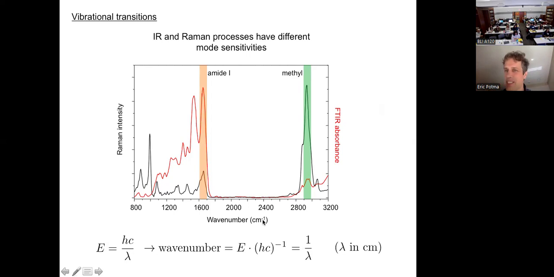So what is nice about this unit is that it is directly proportional to energy, all right? And that it is a nice quantity. This is an easy to understand quantity. So you have a lot of kind of definition on this numerical scale.